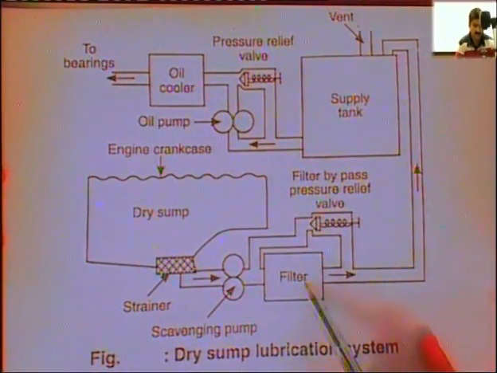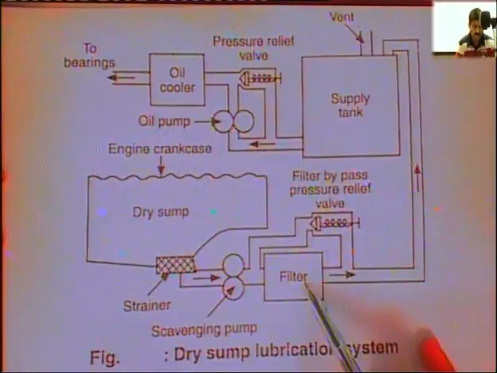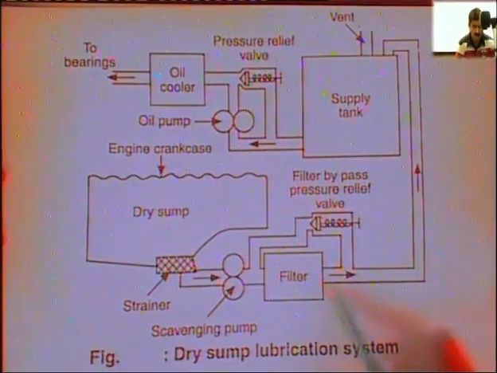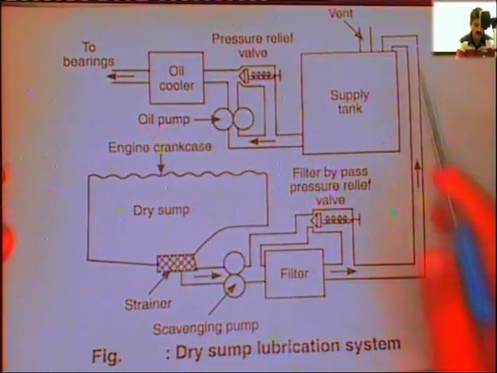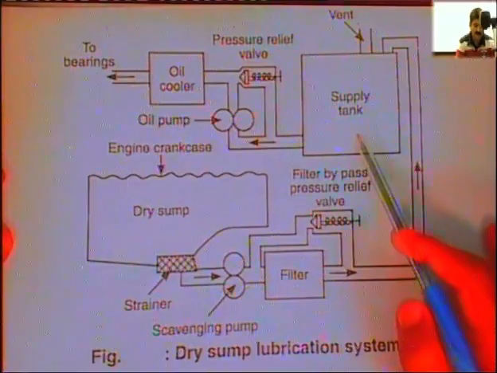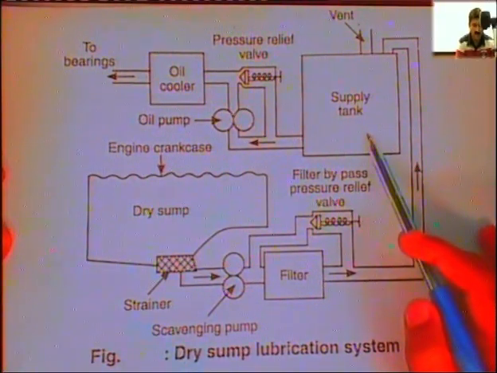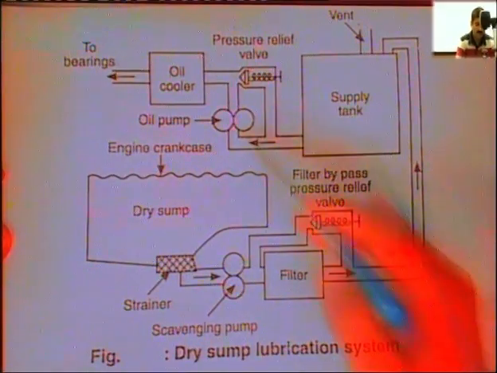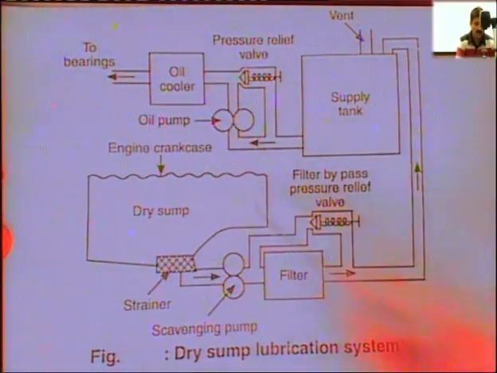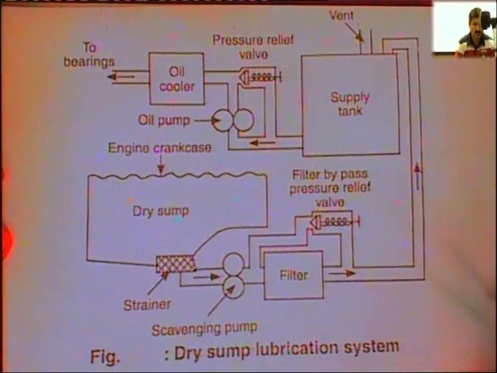So the filter will filter the lubricating oil, separate the impurities and clean the lubricating oil, and this oil will again be supplied to the supply tank, and this supply tank will always get filled with lubricating oil, and these two pumps will provide a continuous supply of the lubricating oil to the engine.